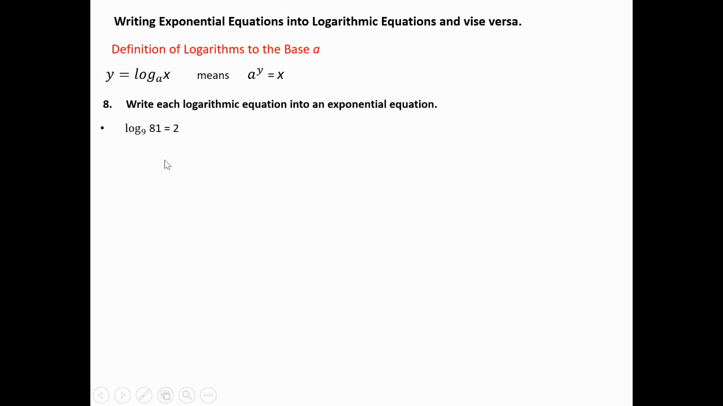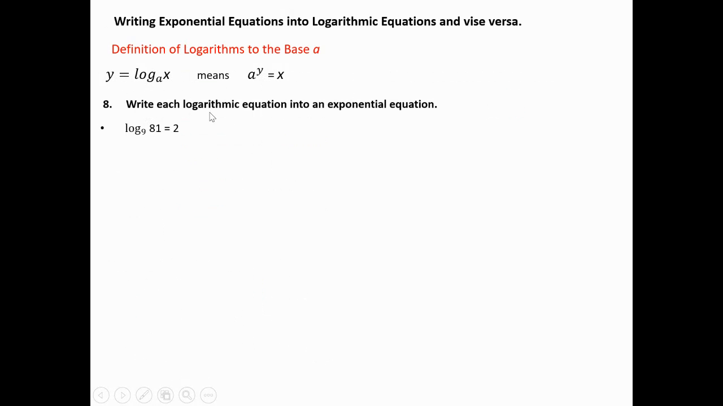Okay, now, the next topic that we're going to cover is writing exponential equations into logarithmic equations and vice versa. So, definition of logarithms to the base a. This is logarithmic form, y equals log base a of x, which means this is exponential form, a to the y equals x. So on the left is logarithmic form, and on the right is exponential form.